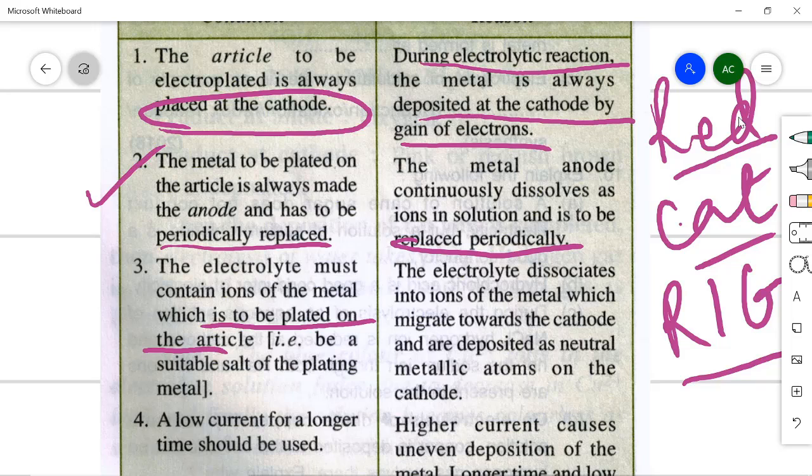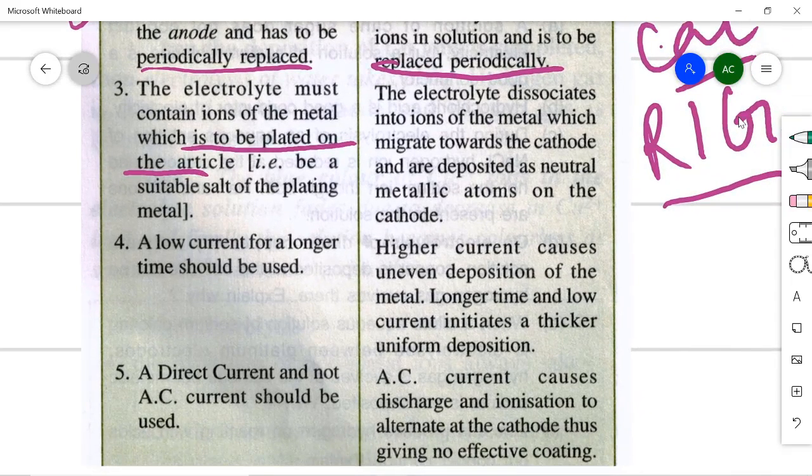So very important thing, that whatever article you have to electroplate, whatever metal you are taking, you have to take the salt. This we'll see in one example when we see electroplating. A lower current for a longer time should be used. Faraday's law, if you remember, I have already explained this. The amount of current is directly proportional to the coating. If high amount of current, uneven coating हो जाएगी, एकदम से बहुत सारा metal एक place पे हो जाएगा, बाकी जगह छूट जाएगी. तो low current for a longer time will give an even coating. Thicker and uniform deposition will happen.